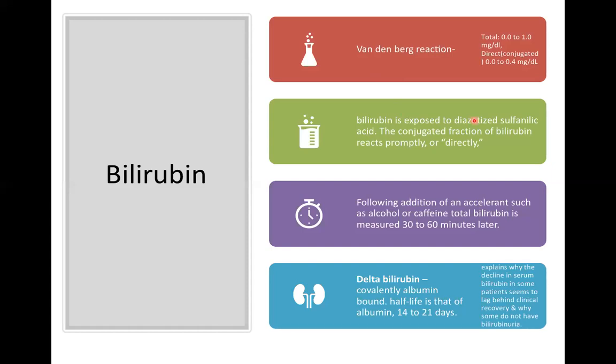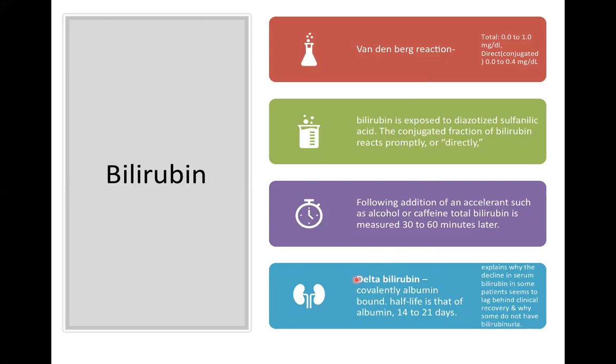And then they add an accelerant, which is alcohol or caffeine, and after about 30 minutes the second measurement is done by spectroscopy, and this gives the total bilirubin. So we can measure through the van den Bergh reaction the direct bilirubin and the total bilirubin, and to get the indirect component of bilirubin you have to subtract the direct from the total.